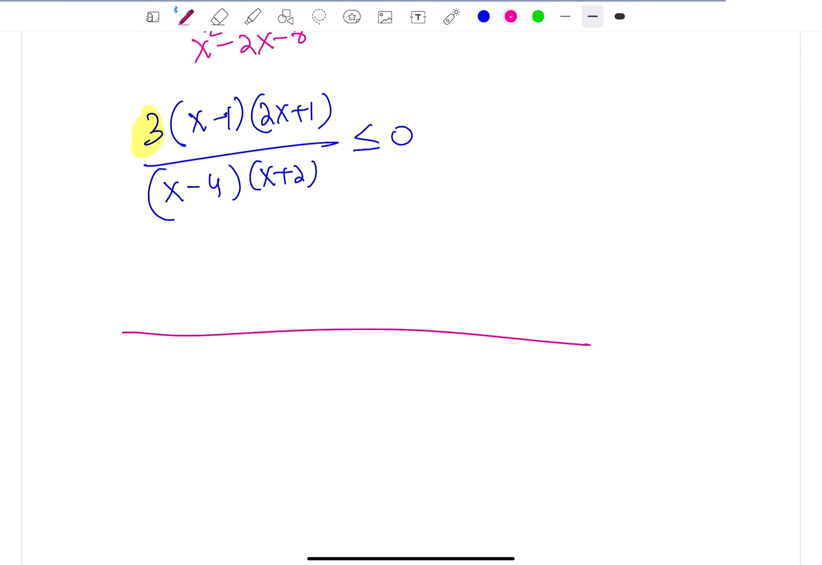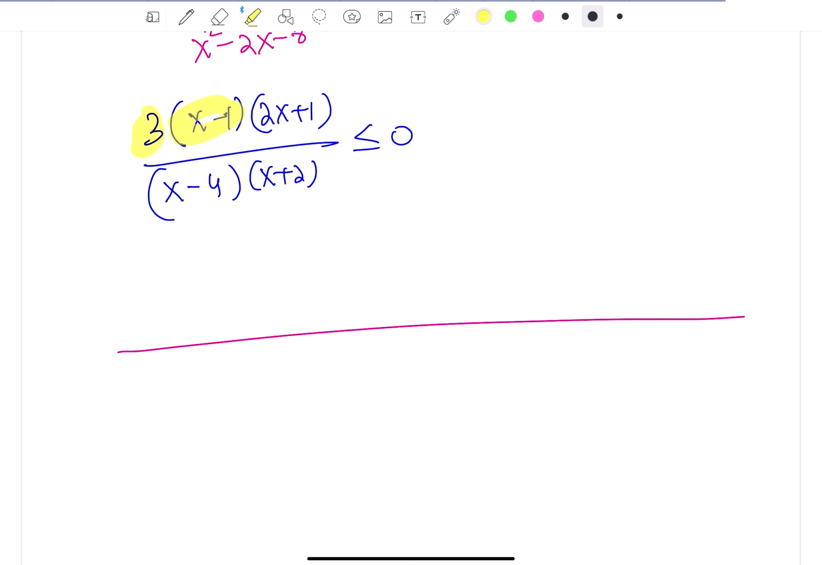So numerator, there's a bunch of boundary points here. This factor becomes 0: x minus 1 becomes 0 when x is positive 1. 2x plus 1 becomes 0 when x is negative 1 half. Make sure you mark them in the order they are supposed to be on the number line. x minus 4 becomes 0 when x is positive 4. x plus 2 becomes 0 when x is negative 2.